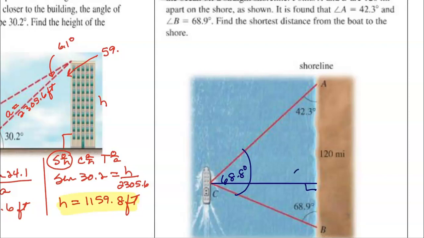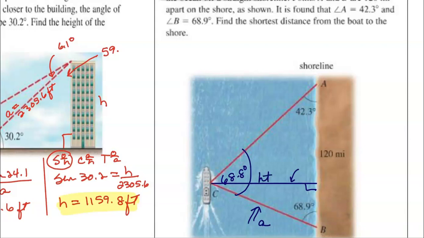I need to find this value. And I can use right angle trig to do that, but I first need this value. So I'm going to use law of sines to find little side A. So this is little side A. This is going to be the height.